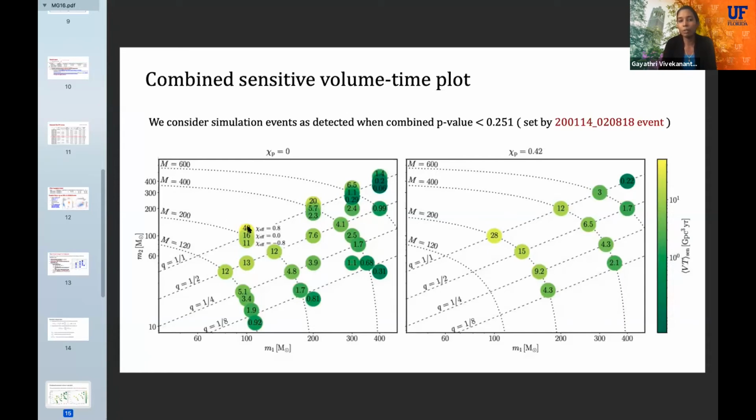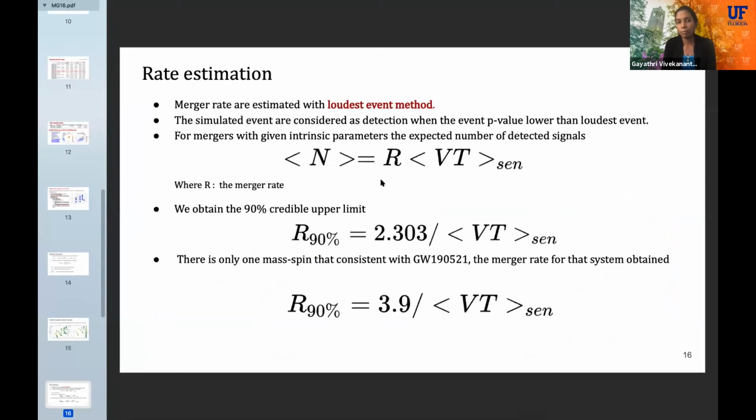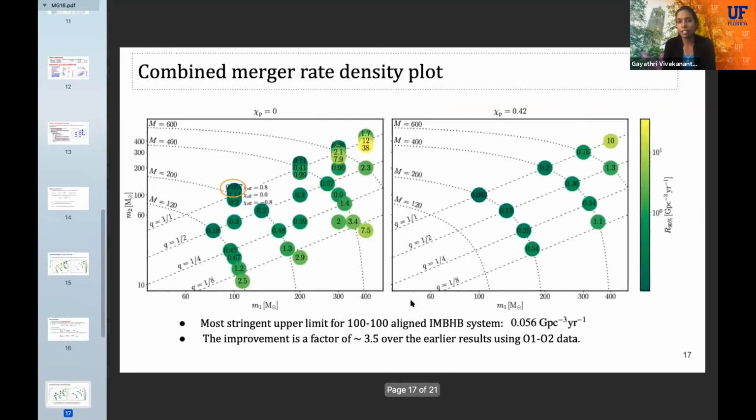And when we have a larger VT, that means we can see further away. Our detectors are sensitive to see these systems further away compared to the high massive systems. And we also compute the merger rate densities based on the no detections and with detections. The estimations are shown here. So the merger rates for each non-precessing and precessing system are shown here, and the estimated values are, for the 100 aligned system, the more constrained, stringent upper limit we have placed for IMBH systems, that is 0.056 gigaparsec cube per year.